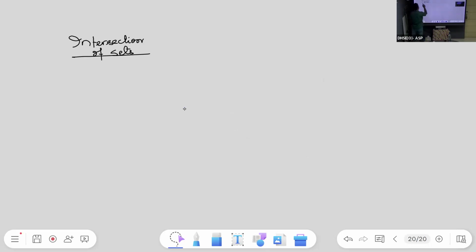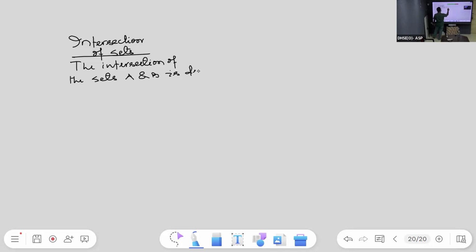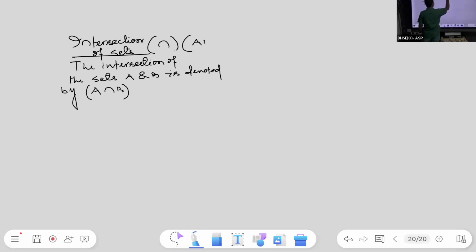Intersection of sets. Let the intersection of the sets A and B be denoted by this symbol, which is a reverse U. The connective for intersection is AND. The connective for union is OR, the connective for intersection is AND.